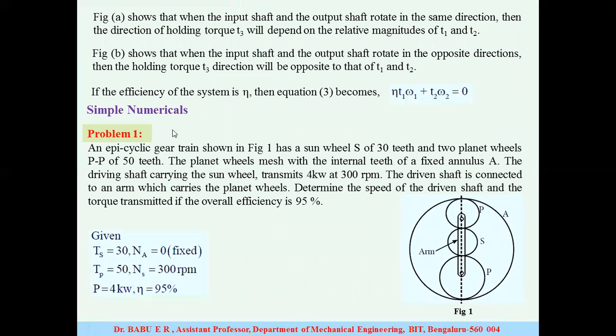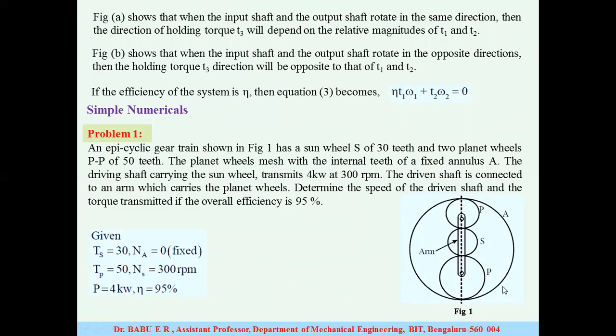Let us see one simple problem on this. The epicyclic gear train shown in figure has a sun wheel S of 30 teeth and two planet wheels P, P of 50 teeth. This is one planet gear and this is the other planet gear, both having 50 teeth. The planet wheels mesh with the internal teeth of the fixed annulus A.